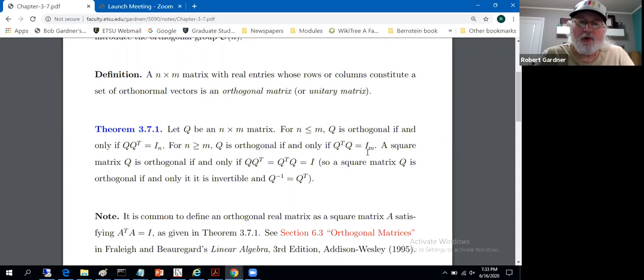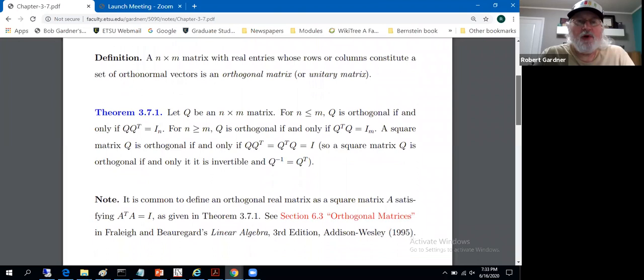A square matrix, which actually falls under both of these cases when n equals m, a square matrix Q is orthogonal if and only if Q Q transpose equals Q transpose Q equals the identity matrix. In other words, a square matrix is orthogonal if and only if it's invertible and its inverse is given by the transpose. Okay, let's make a quick little observation and then we'll go through the proof of that.